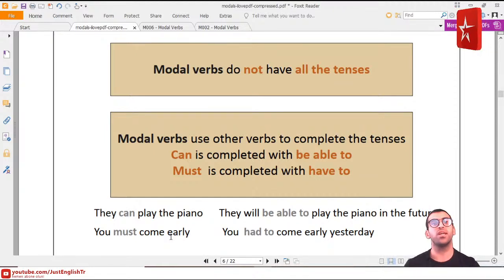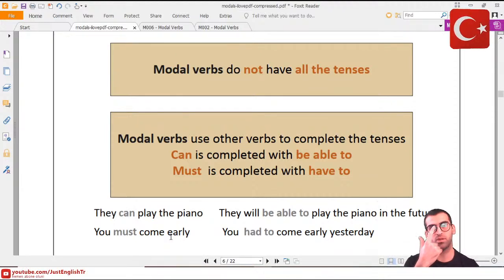Modal verbs don't have all tenses. As you know, we can use can in the present tense, right? We can use could in the past tense. We can't use can in the past or future, or could in the present or future. Okay, so we have just one tense for each modal verb.